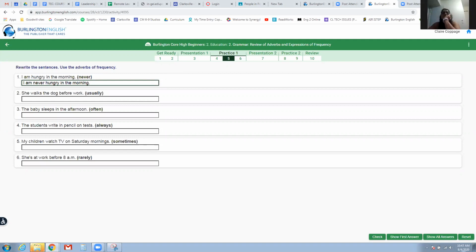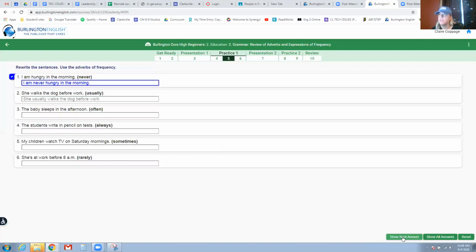Number two, we have an action verb where she works. Entonces sería she usually works. Exacto, con ese the door before work. Good. Good. So we got those two.